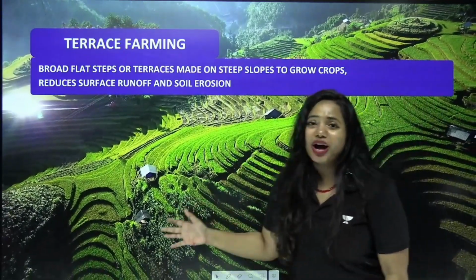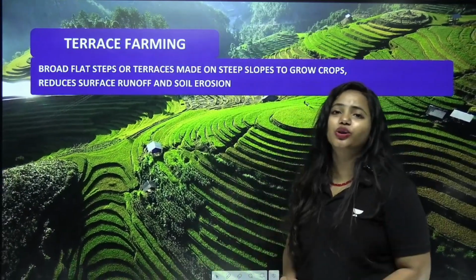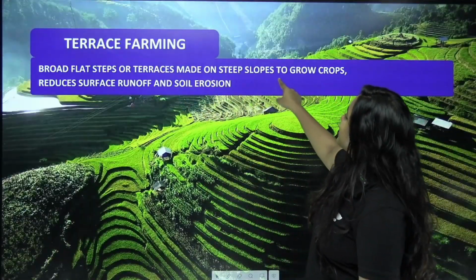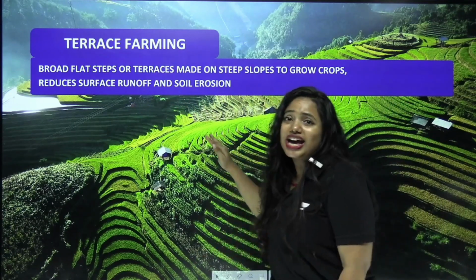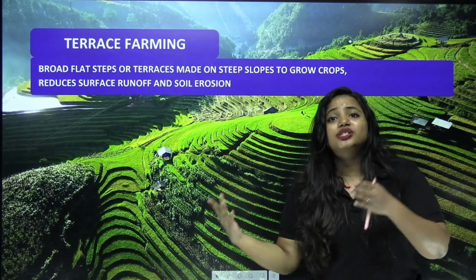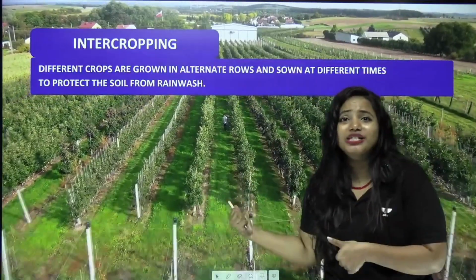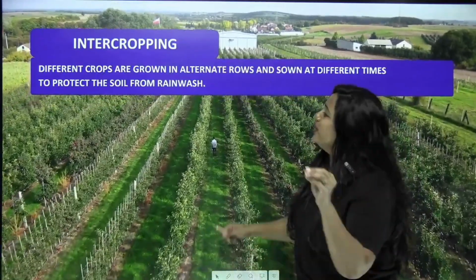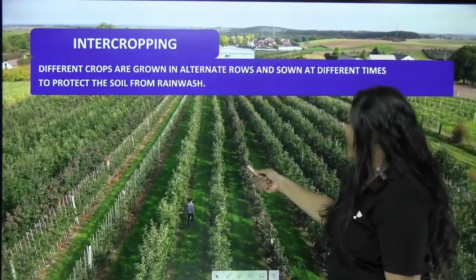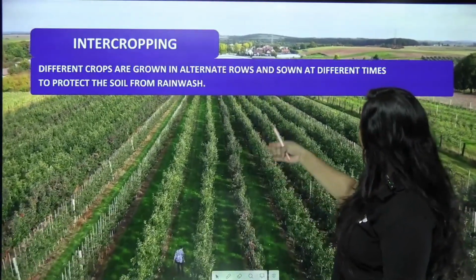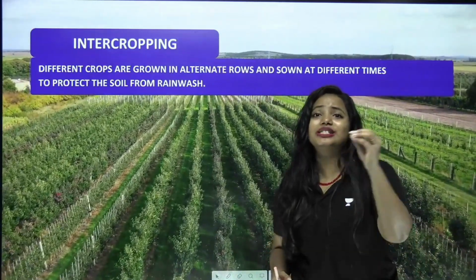Oh, this is very, very common, right? Yes, so terrace farming is one of the best methodologies that can be used to prevent soil erosion. So broad flat steps or terraces made on steep slopes to grow crops reduce surface runoff and soil erosion. So as these are cultivated on steps, the soil erosion can be reduced to a great level. And look at this one, intercropping. Different crops are grown in alternate rows and sowing at different times to protect the soil from rainwash. So when you look at this farm, you can see that different crops are grown in alternate rows. So this is the same method that can be used to protect the soil from erosion here.